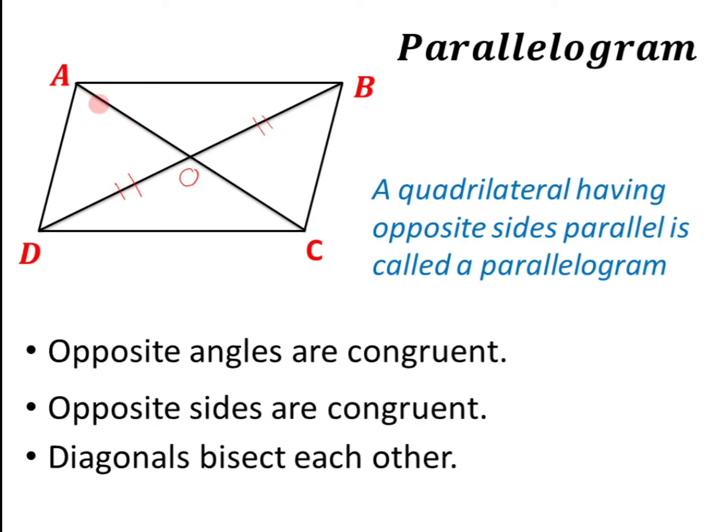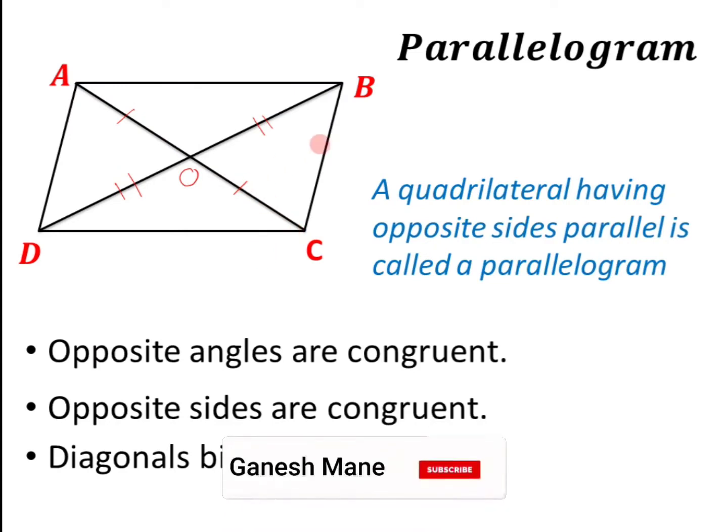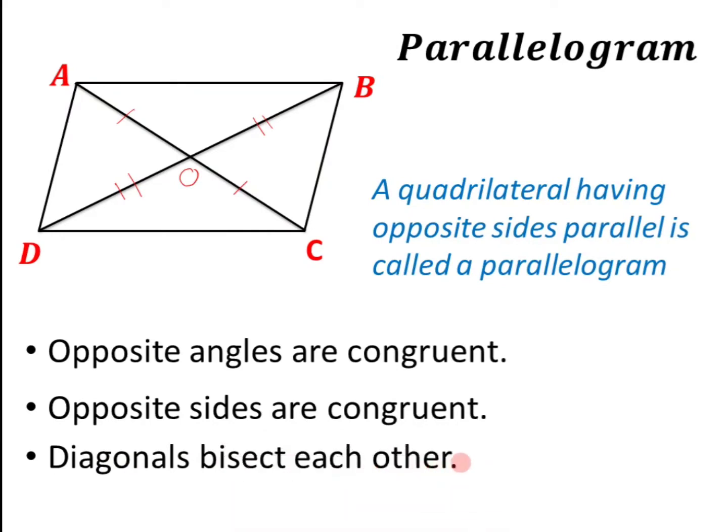That means diagonal AC made two equal parts of diagonal BD. In the same way, diagonal BD also makes two equal parts of diagonal AC. That means AO is congruent with OC. So this is the property of the diagonals of a parallelogram, that diagonals of a parallelogram bisect each other.